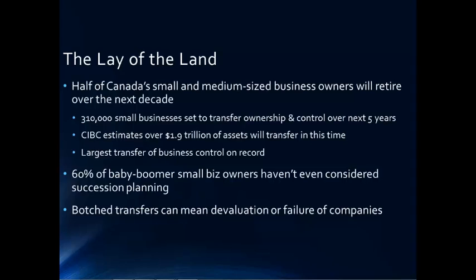So going to the next slide, succession planning for small businesses, why is it such a big deal? Over the next decade, half of Canada's small and mid-sized business owners are going to retire. And in the next 5 years, you're looking at about 310,000 baby boomer-owned small businesses that will be transferring ownership and control. Baby boomers being Canada's wealthiest generation ever, they certainly have the most to pass on, which CIBC estimates somewhere in the ballpark of $1.9 trillion in asset transfers over 5 years, $3.7 trillion over the next decade. So it's a huge amount of money, property, and business changing hands.